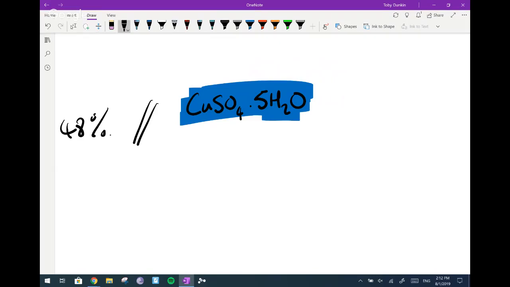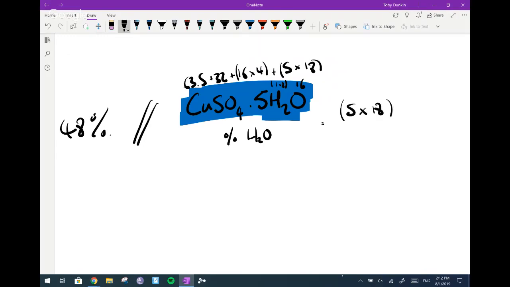And this one, of course, what they'll ask is, what is the percentage of water? So that one's a bit more tricky. Again, you still have to find out the total: 63.5 for copper, plus 32 for sulfur, plus 16 times 4 for oxygen, plus water, which is 18, oxygen 16, hydrogen 1 times 2. So the total for water is 18, and there's 5 of them, plus 5 times 18. If I want to work out the percentage of water, I would do 5 times 18 over the total, which is something like 249.5.